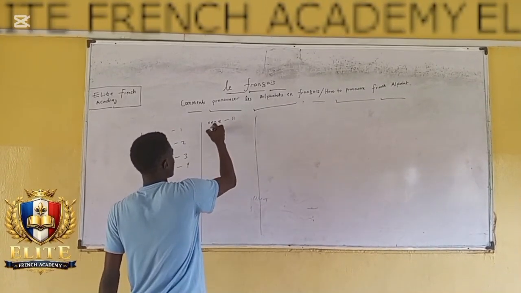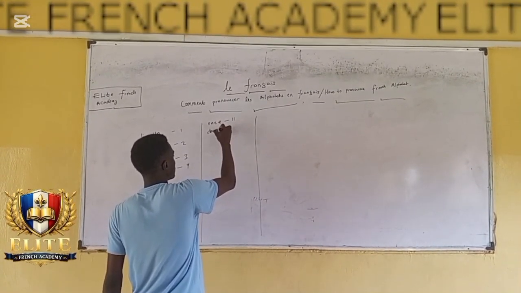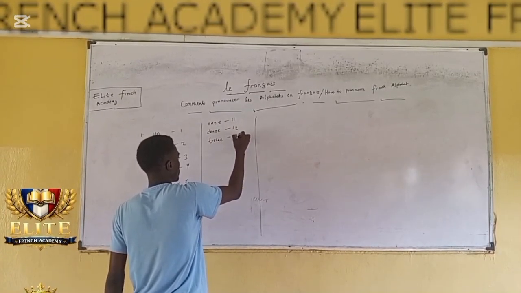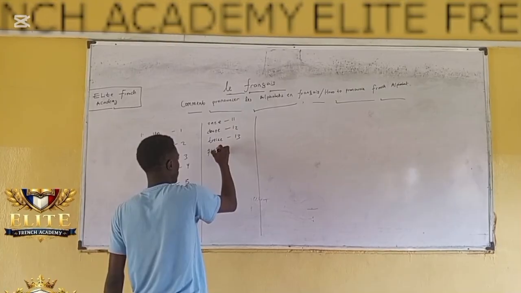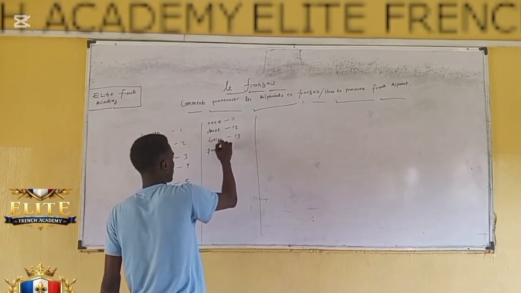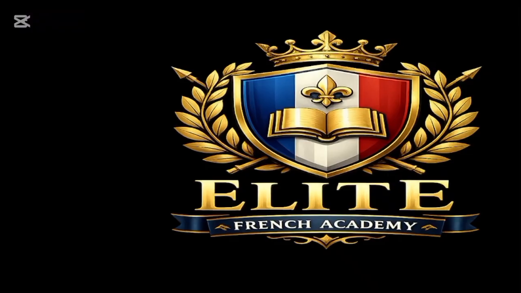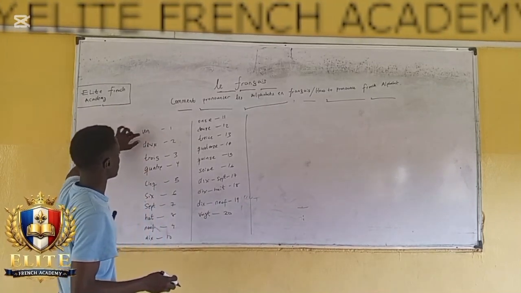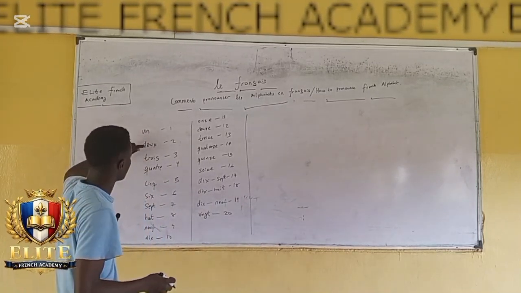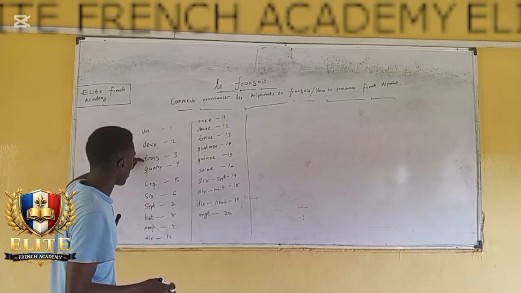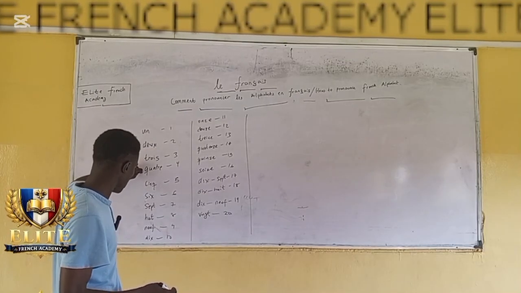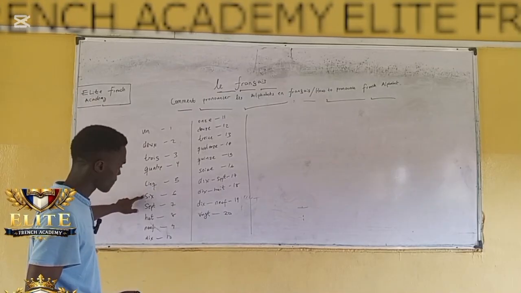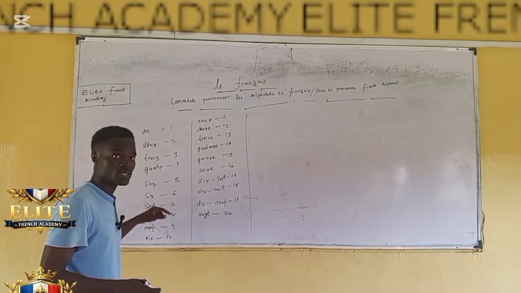So 11, 12, 13. When you are starting, it's pronounced like this: 1, 2, 3, 4, 5, 6, 7, and it's not set.